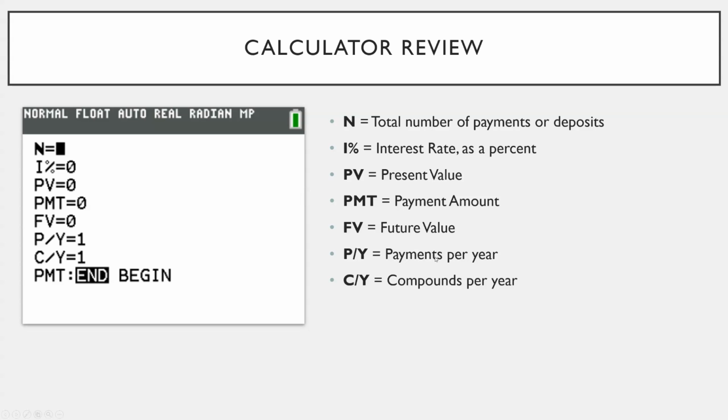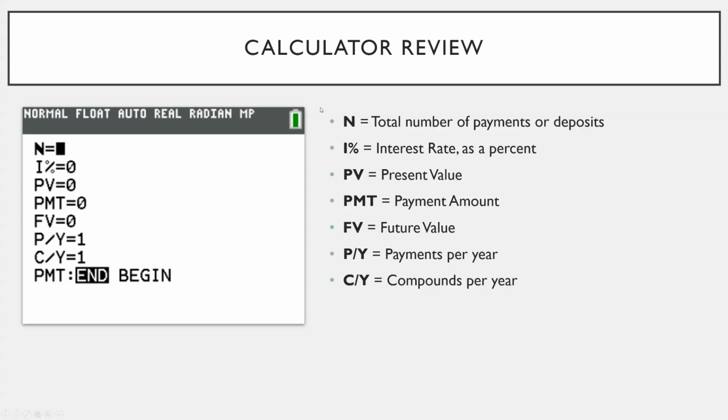P/Y is the payments per year. So in a lot of these examples, we're just going to do monthly payments or monthly deposits. So that'll just be 12. And for compounds per year, to make things simple, we put in a new account and it gets compounded monthly as well.